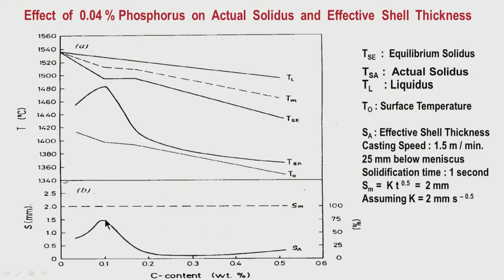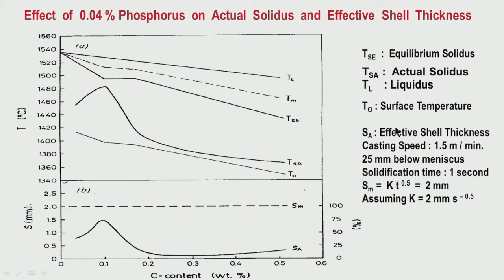At 0.1% carbon, microsegregation is relatively less, the solid shell during solidification is relatively thick, and the marshy zone is relatively thin. But for higher carbons, say 0.25, 0.3, 0.4, 0.5, just the reverse is true. The actual solidus is much lower, so the temperature interval for solidification is much higher. Because of this, the solid shell is quite thin and the marshy zone is quite thick. This has a large consequence on the strength of the shell, the strength of the solidifying strand, and that is important to understand.